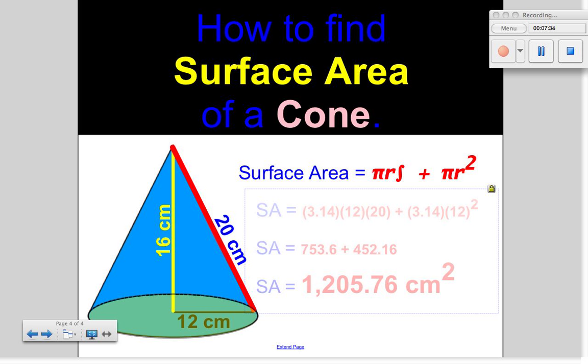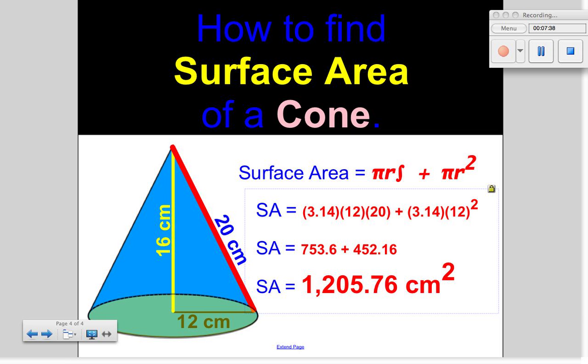So let's plug in the numbers. Pi equals 3.14. The radius is 12. The slant height we found to be 20. We did that on the last page. We add to that the 3.14 times the radius of 12 squared. When we multiply those numbers out, we get 753.6 for the left side, and we get 452 for the right side of the plus symbol. We add those two together, and we get 1,205.76 centimeters squared. So our total surface area comes out to be this portion right here.